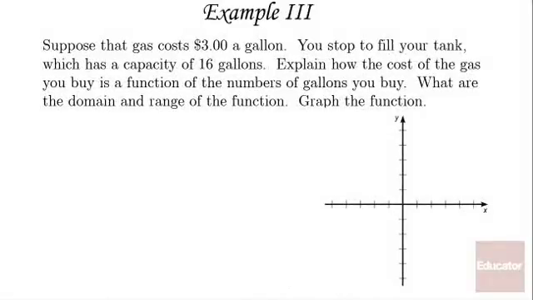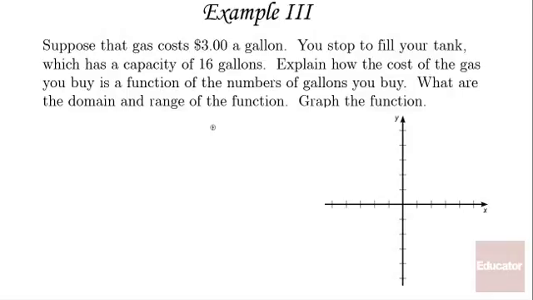Example 3 is a slightly different situation. Suppose that gas costs $3 a gallon. You stop to fill your tank, which has a capacity of 16 gallons. Explain how the cost of gas you buy is a function of the number of gallons you buy. What are the domain and range of the function? Graph the function.